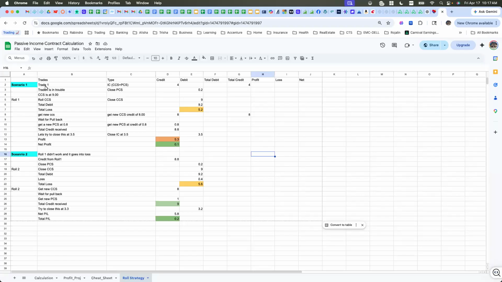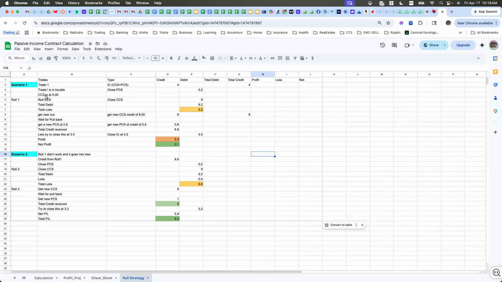The trade one. When we got trade one a few days back, you got an IC, which is CCS plus PCS, right? And you got a credit of 4. Now, because trade one is in trouble, we are trying to roll over. But in the meantime, we are closing the PCS. Suppose at 0.2, max we are closing at 0.2. So you paid a debit of 0.2.